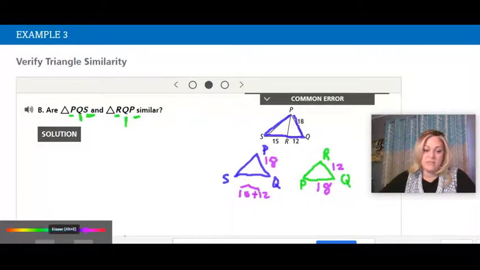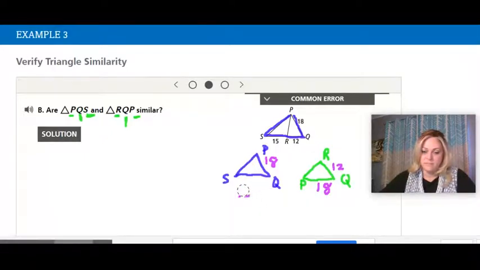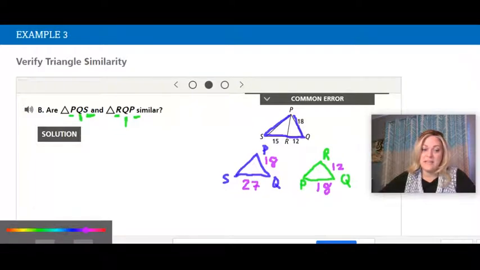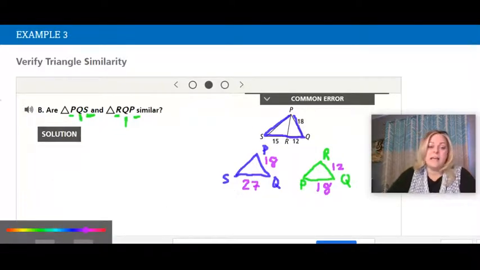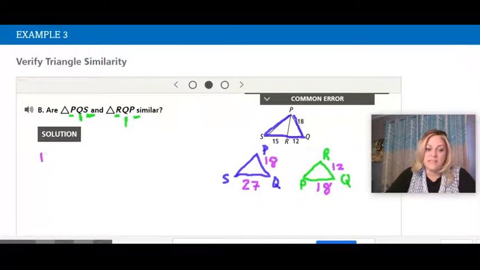So I'm going to delete the 15 and 12. I just wanted them there so you could see them. And I'm going to say 27. Okay, so I've got two side lengths. And if I have those side lengths, let's see if they correspond and the ratios are the same. So I'm going to say 27 corresponds with 18. Is that the same as 18 to 12? So I'm checking if their scale factors are the same.